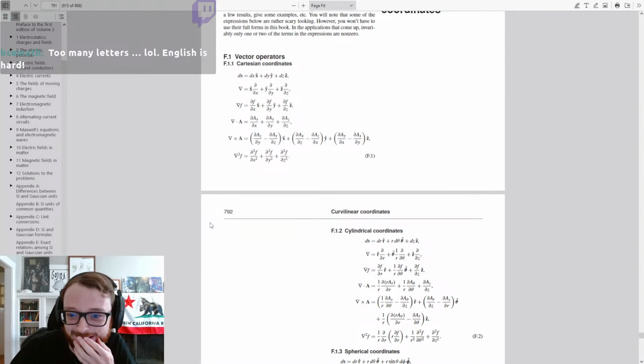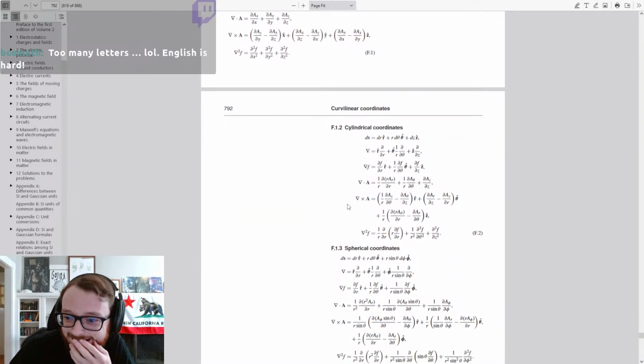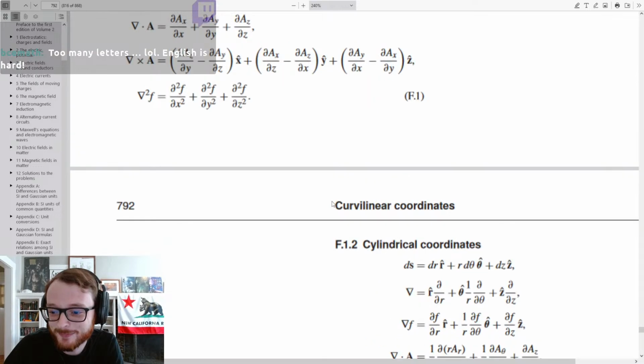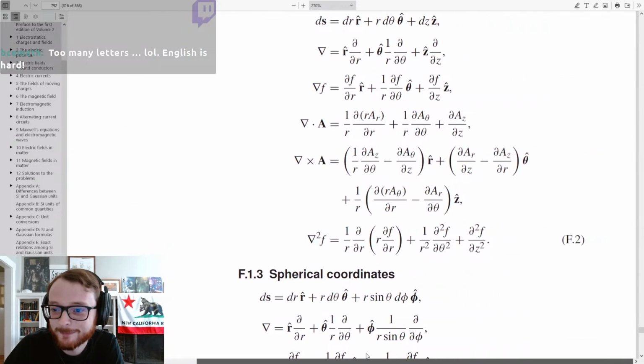Curvilinear coordinates. I want del dot A, and I just did del F. Ugh.